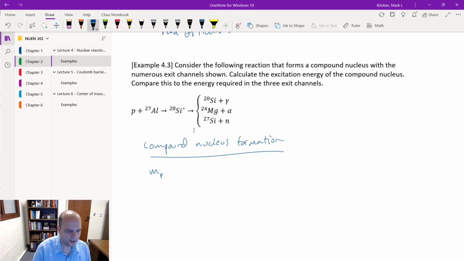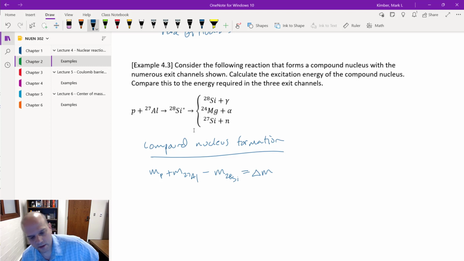So I have a proton, and I've got aluminum 27. And my quote-unquote assembled product is going to be my product of the reaction. In this case, it's going to be silicon 28. So I'll subtract the mass of silicon 28, and I'm just going to call that my change in mass.